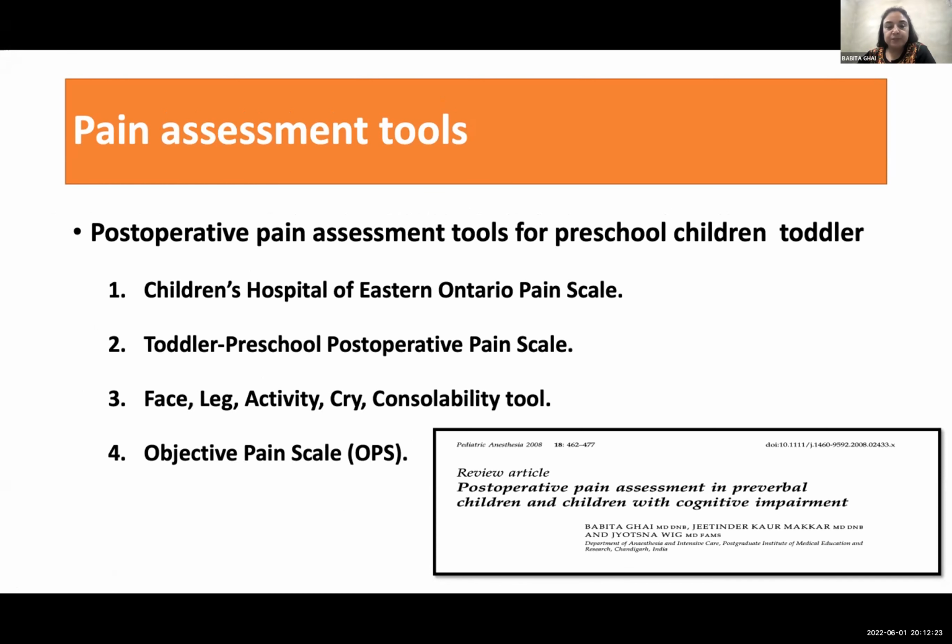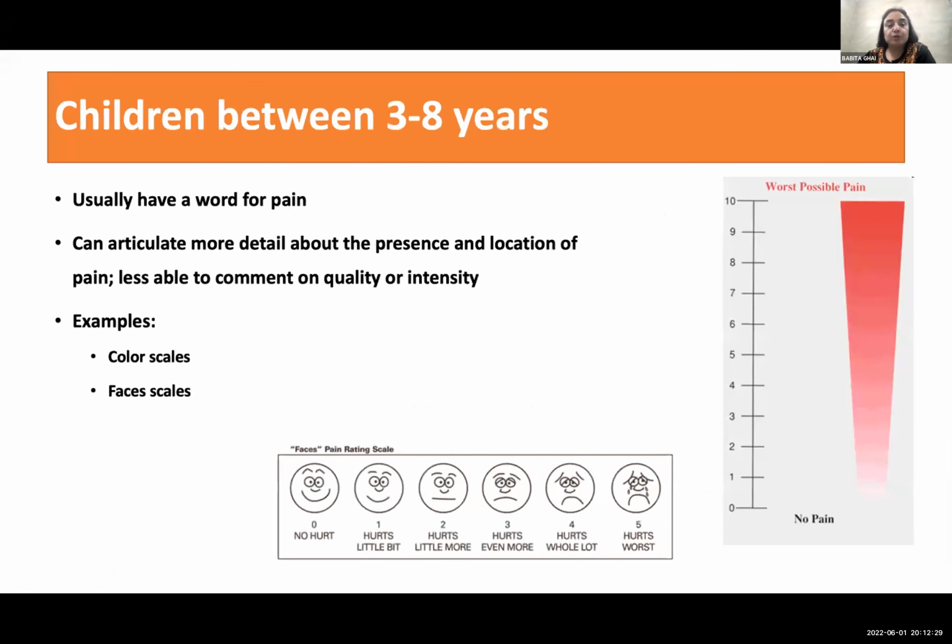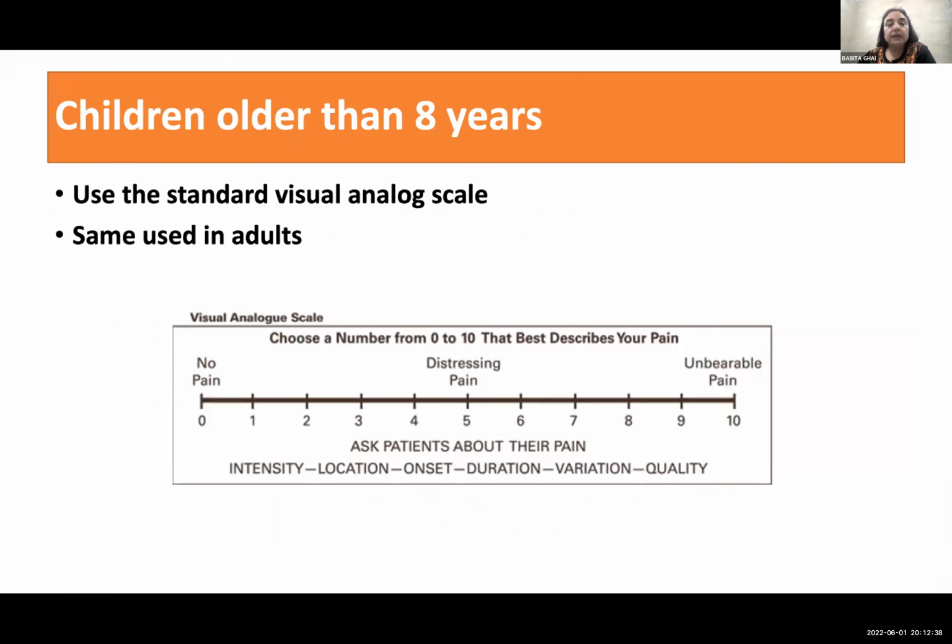Pain assessment tools for preschool children are CHEOPS, toddler preschool postoperative pain score, FLACC, and OPS, that is objective pain scores. Children between 3 to 8 years usually can identify faces scales or the color scales. Children older than eight years usually can give a verbal description of the pain, and they can produce self-reports, and they can use visual analog score or numerical rating score.